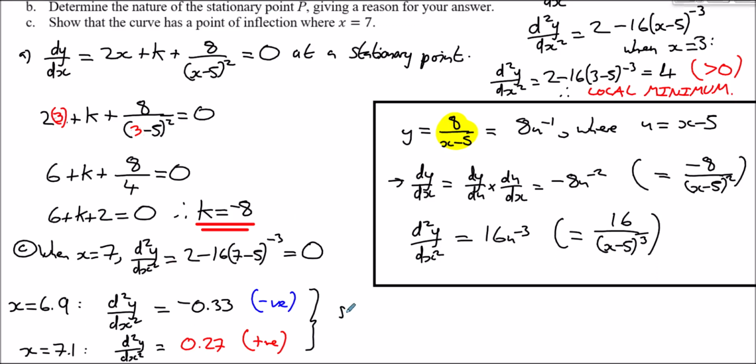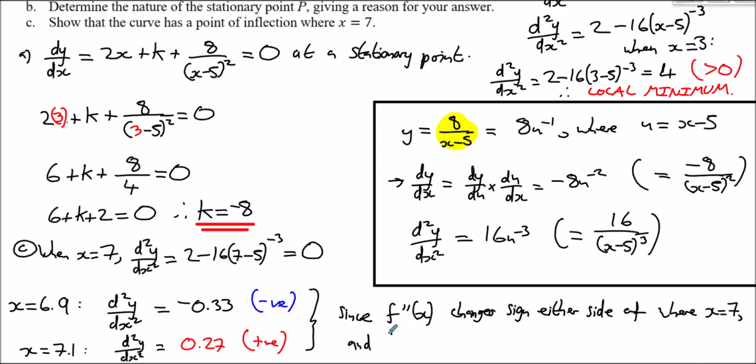So since f dash dash x changes sign either side of where x equals 7 and f dash dash of 7 equals 0, then there is, my writing is awful, I do apologise, then there is a point of inflection when x equals 7.